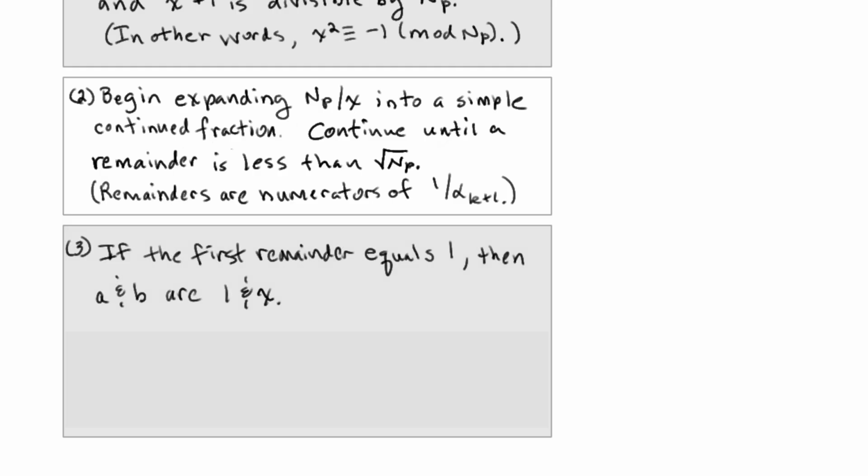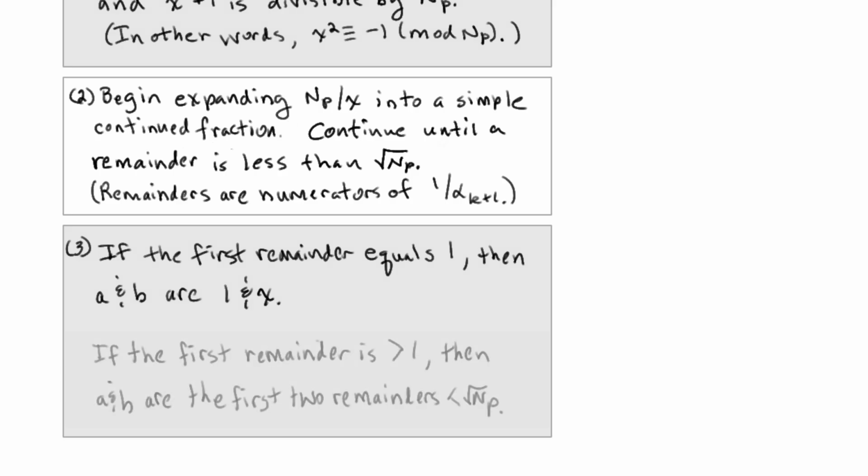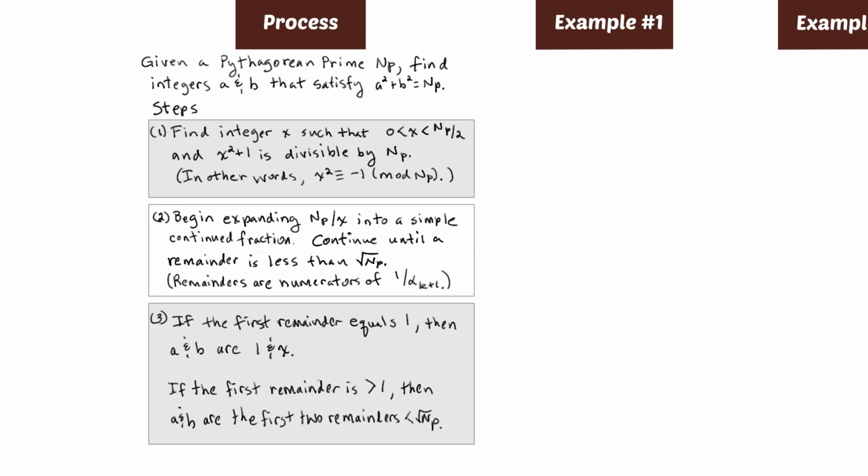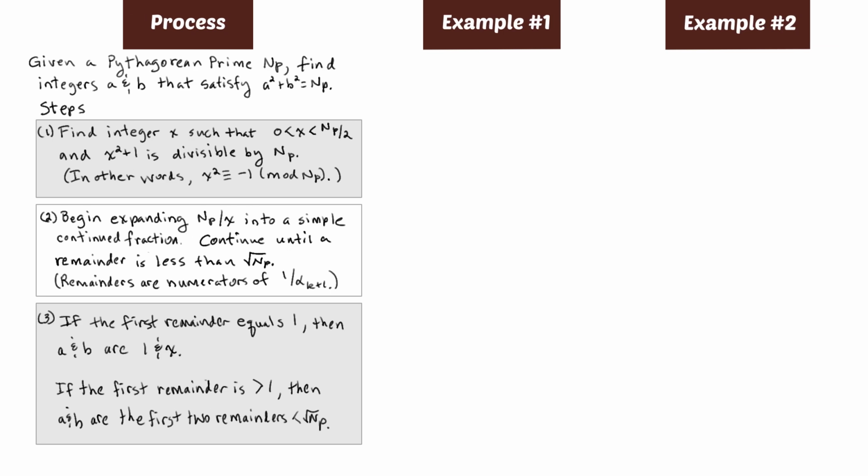If the remainder in the first row equaled 1, then a and b are 1 and x. Otherwise, if the remainder in the first row was greater than 1, then a and b are the first 2 remainders that are less than the square root of n sub p. So you have to add one more row to the expansion you did in step 2. These step-by-step processes might sound complicated, but give it a try. This isn't so bad. Now let's do some examples.